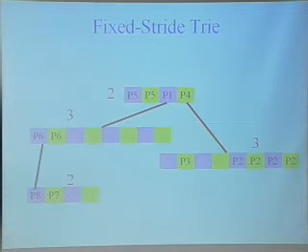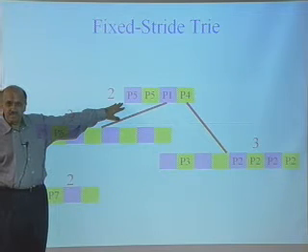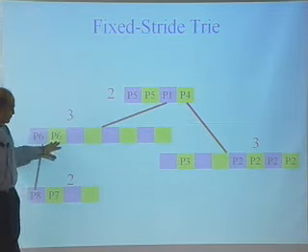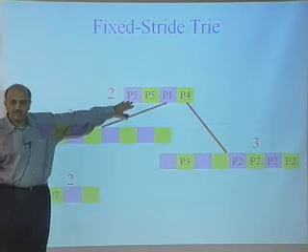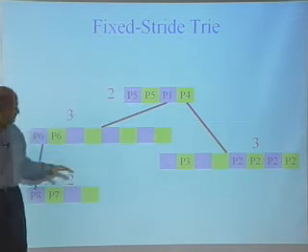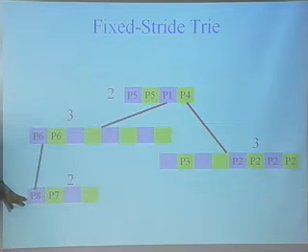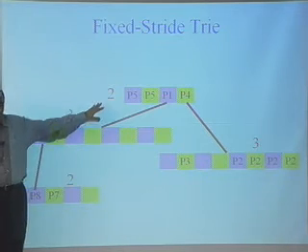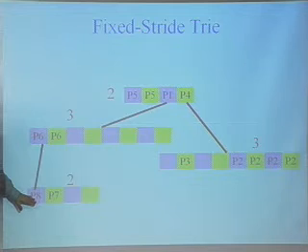So this would translate into something like this. At the root, we're going to branch on 2 bits. Then the children of the root branch on 3 bits. If you branch on 2 bits, you have 4 pointer fields and 4 data fields. If you branch on 3 bits, you have 8 pointer fields and 8 data fields. And then the grandchildren branch at 2 bits. Okay. So here you can store a prefix of length 2, here prefixes of length 5, and then here prefixes of length 7.